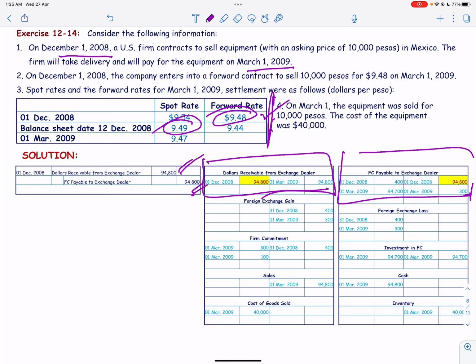On 1st of December, there is only one transaction to be recorded, that is the hedging contract. Since this is a fair value hedge, there is no item being hedged on this date.